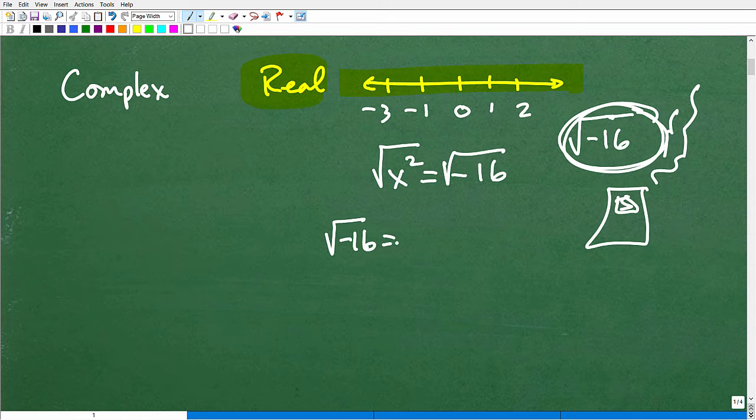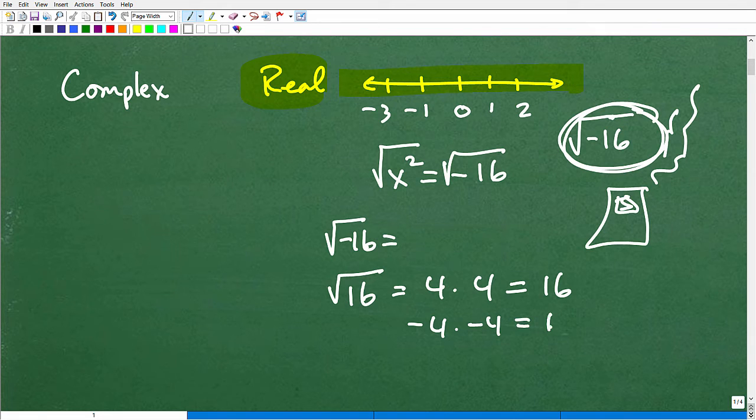Because what's the square root of negative 16? What's the square root of 16? Let's just go there. Well, the square root of 16 is 4 times 4. Positive 4 times positive 4 gets me back to 16. And negative 4 times negative 4 also gets me back to positive 16. So the square root of positive 16 is plus or minus 4. Some of you would have instinctively said, oh, the square root of negative 16 must be negative 4. Wrong answer, okay?